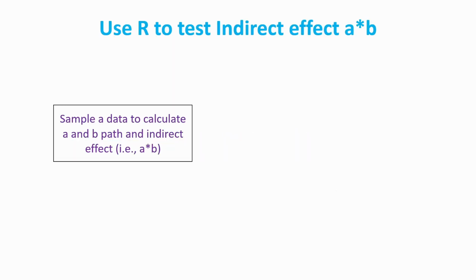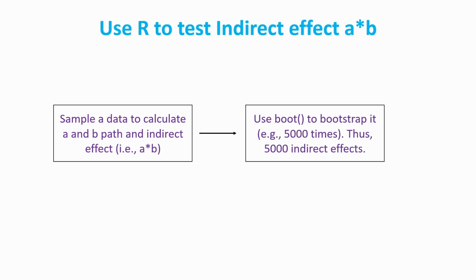And how can we do that? In R we can write a simple function to resample and then calculate one indirect effect. And we can use the boot function to do it 5,000 times. And then we can calculate the confidence interval based on these 5,000 indirect effects.